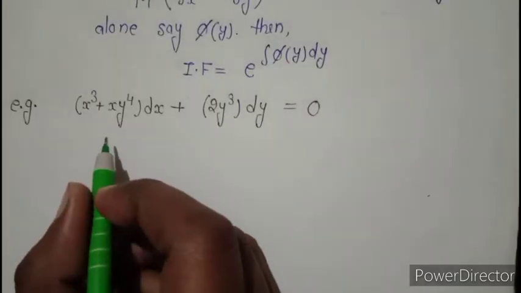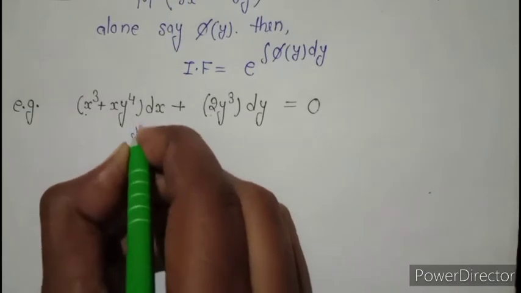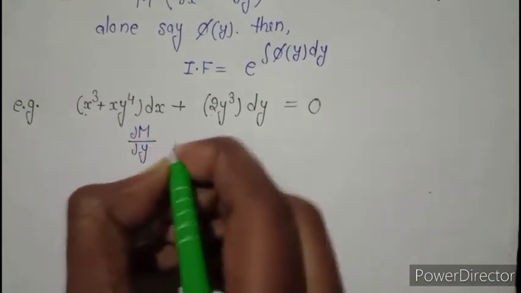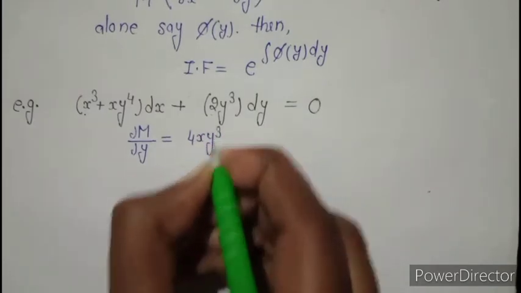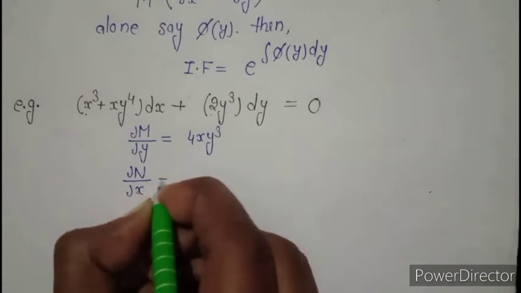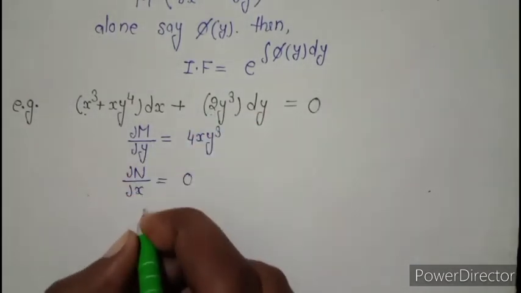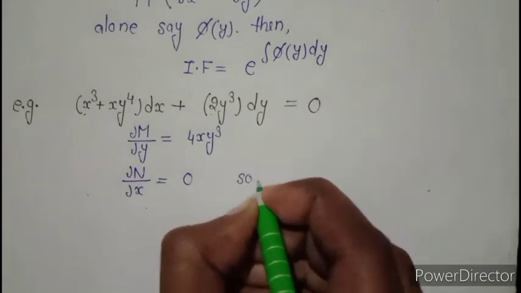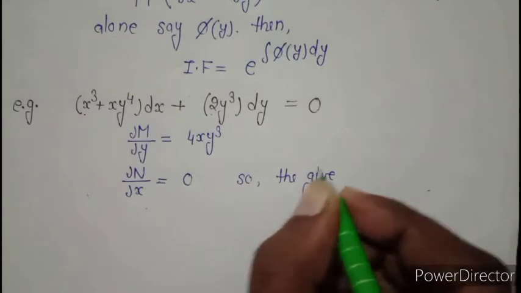Taking here, you can see this is M, this is N. If I calculate dM/dy, then this gives me 4xy cube, and if we calculate dN/dx, it gives us 0. So you can see both are not equal, so the given equation is not exact, and we will try to reduce it into the exact form.